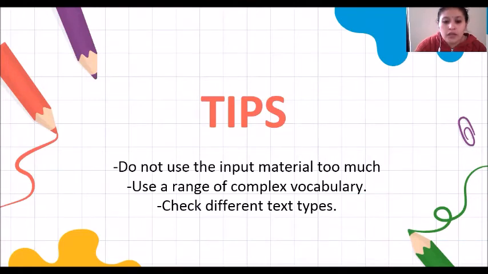So the first tip says don't use the input material too much. It means that we have to use only the specific information and details. We can use other words. Use a range of complex vocabulary. Here we have to use formal writing. Don't use the informal one. And finally, check different text types.